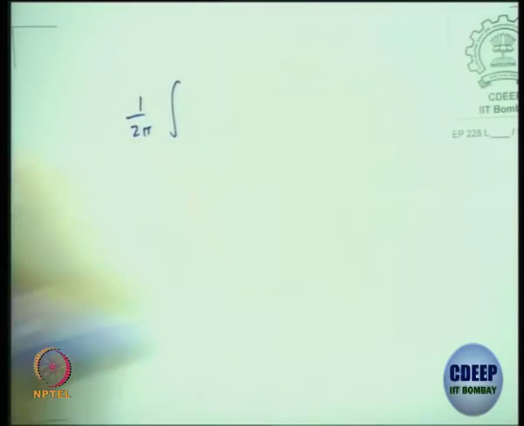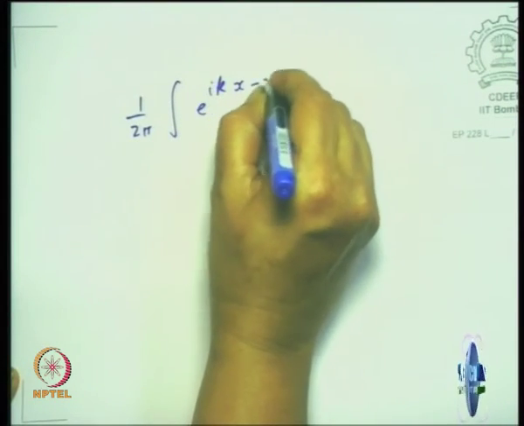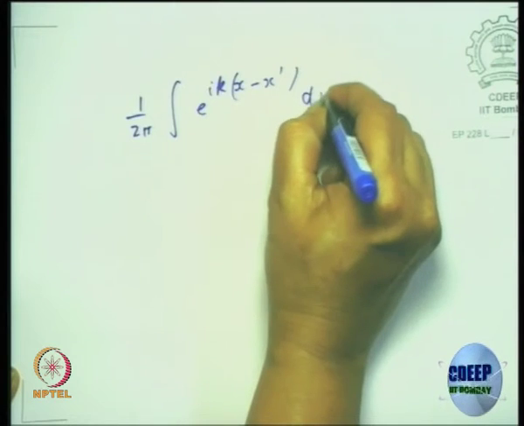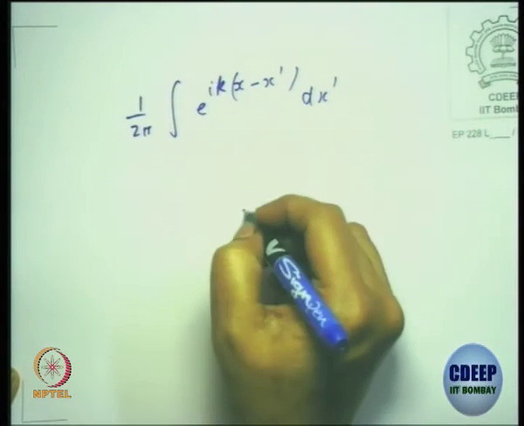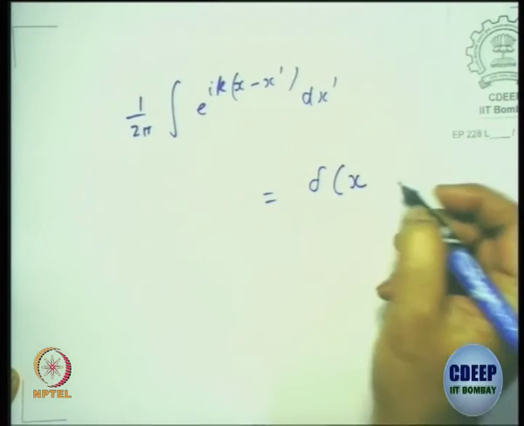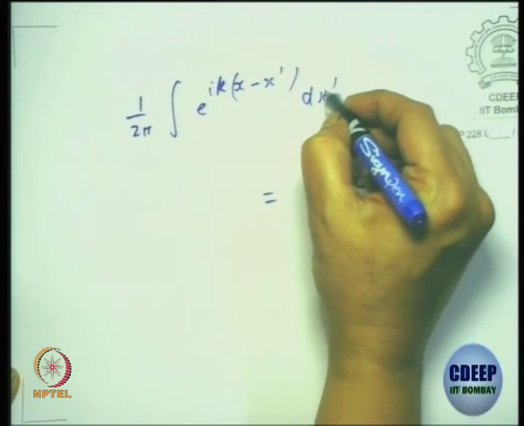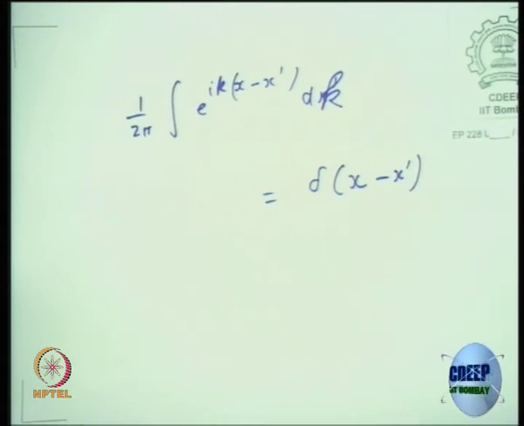Okay, so 1 over 2 pi integral of e to the power of ik(x minus x prime) dx prime is what? Delta function. Something wrong. dk. Is that correct?